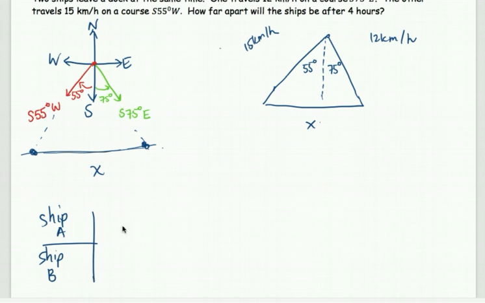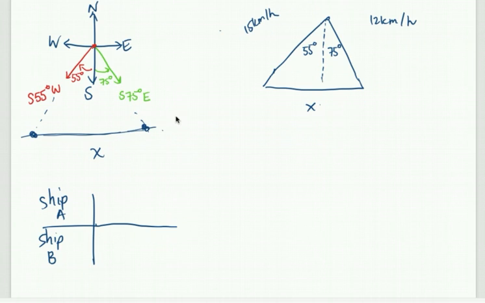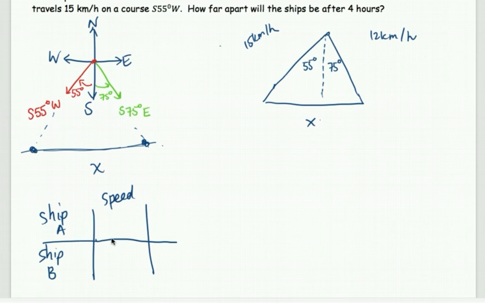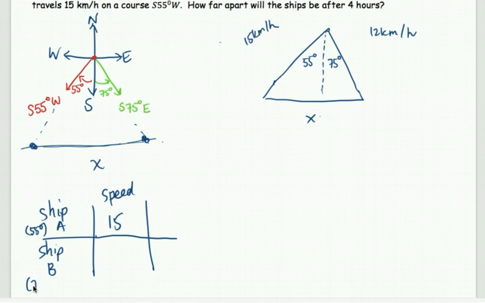Okay, so we know the speed was 15 for this one. Ship A was the one going 55 degrees. Ship B will be the one going 75 degrees. This one's going 15 kilometers an hour, this one's going 12. So we know the time was 4 hours, right?